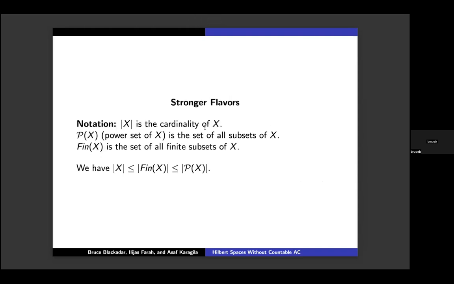There are some stronger flavors of Dedekind finiteness. So first, some notation. The absolute value of X we'll use to denote the cardinality of the set X. P of X, the power set of X, is the set of all subsets of X. And fin X is the set of all finite subsets of X. So fin X is a subset of P of X. And we have these inequalities between the cardinalities. So if one of these sets is DF, then the sets to the left are also DF.